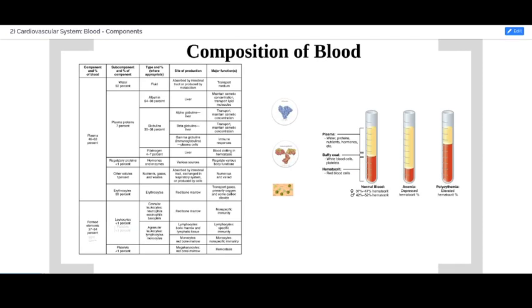When we consider what makes up blood as a tissue, there's two major components that we're going to look at. And then I want to look at a few specific molecules within one of those, and then consider how we separate those components out in a clinical test.